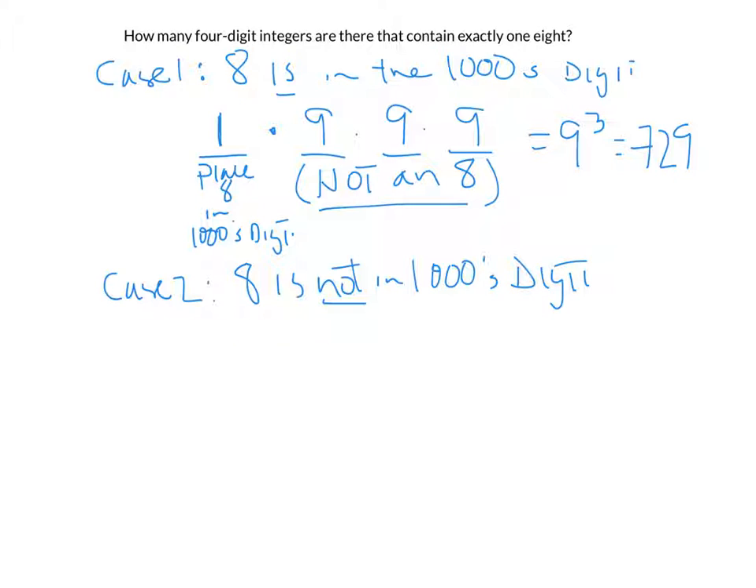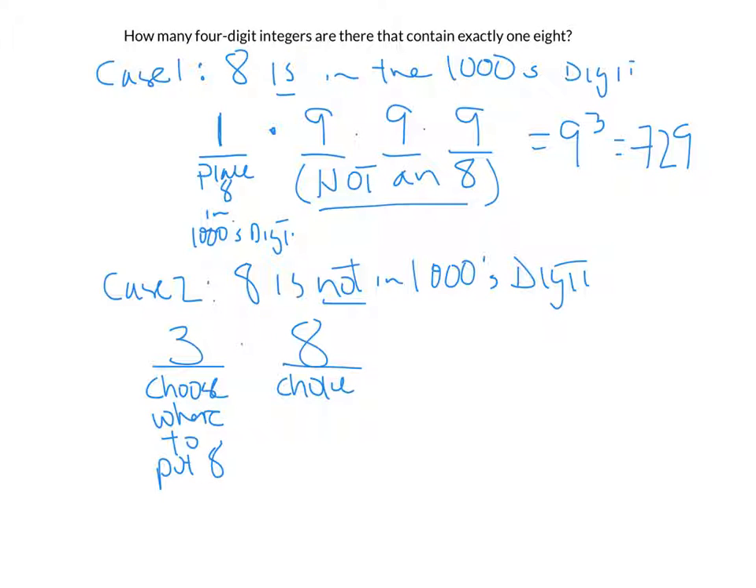So that means we have 3 choices for where to put the 8. So let's do it this way. Let's say 3 is the choice of where to put 8. Okay, and then we're going to have 8 choices now for the thousands digit.